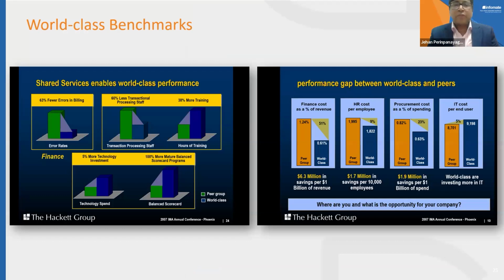Here are some screenshots of what Hackett does. You can see the world-class indicator and the peer rating and how the world-class companies significantly outperform their peers in each of these indicators.